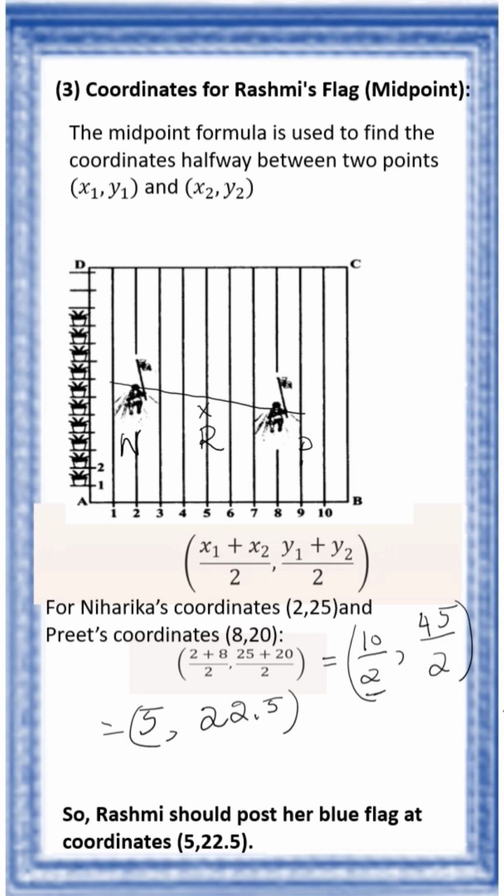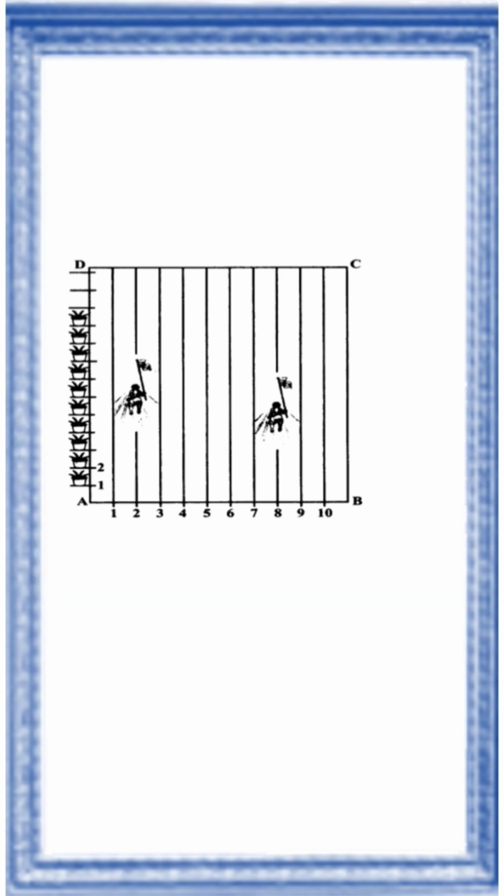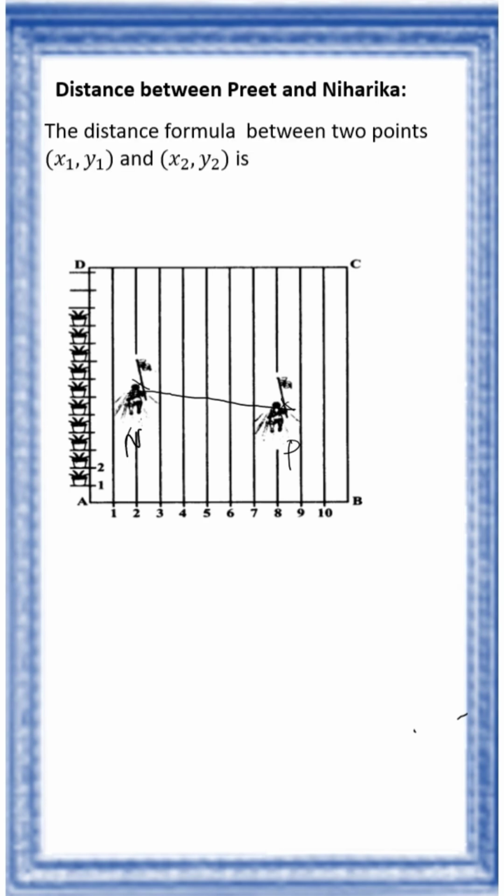Now let us give the answer for the OR question of the third one. We have to find the distance between Preet and Niharika. This is Niharika, this is Preet. We have to find the distance between these two coordinates. What is the distance formula? It is under root x2 minus x1 the whole square plus y2 minus y1 the whole square.